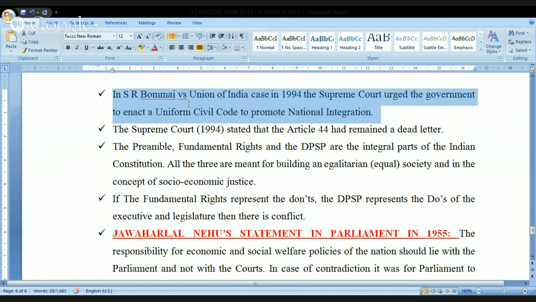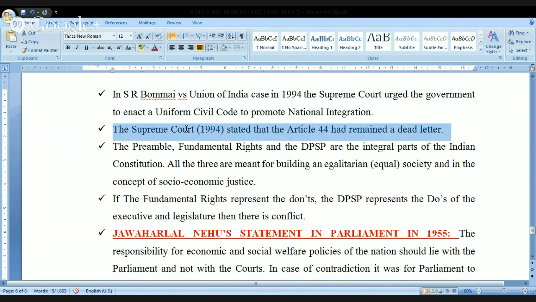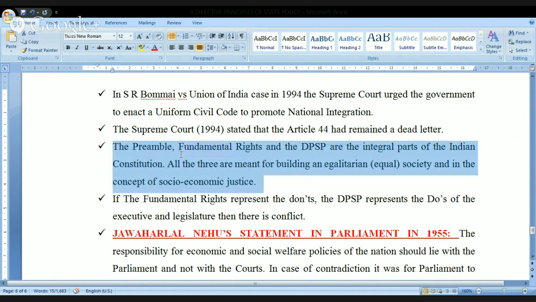Otherwise, on the name of different laws, the society is also divided. Look at this. The Supreme Court in the same year 1994 stated that Article 44 had remained a dead letter. The preamble, the fundamental rights, and the DPSP are the integral parts of the Indian Constitution. All the three are meant for building an egalitarian society and in the concept of socio-economic justice.